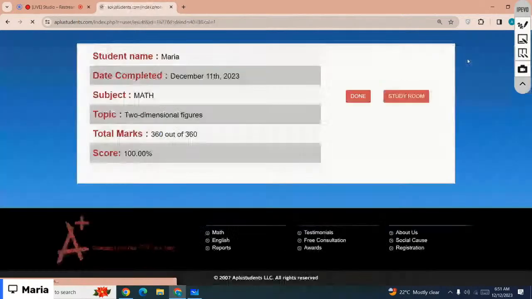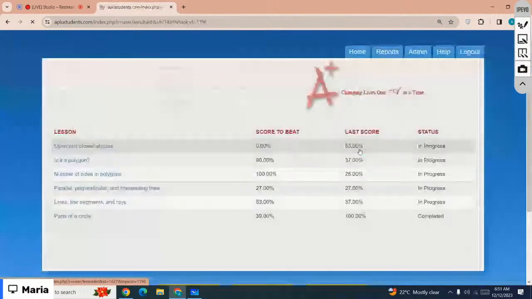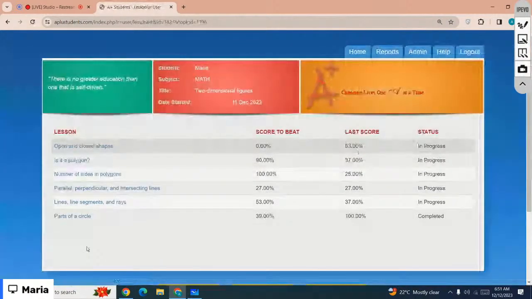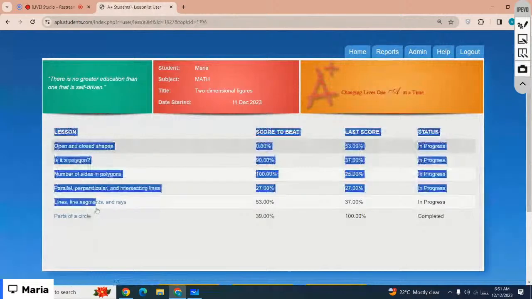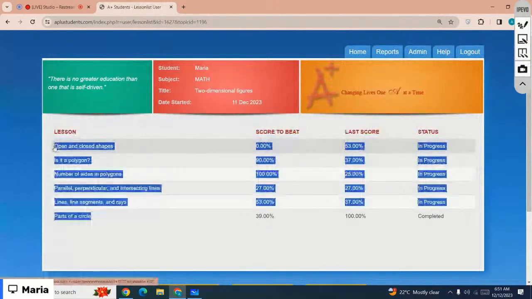Okay, we are done with the lesson. So we were working on grade 4 math. The chapter we were working on is two-dimensional figures. The lessons we have covered today are open and closed shapes, is it a polygon, number of sides in a polygon, parallel, perpendicular, and intersecting lines, lines, line segments, and rays, and parts of a circle, right?